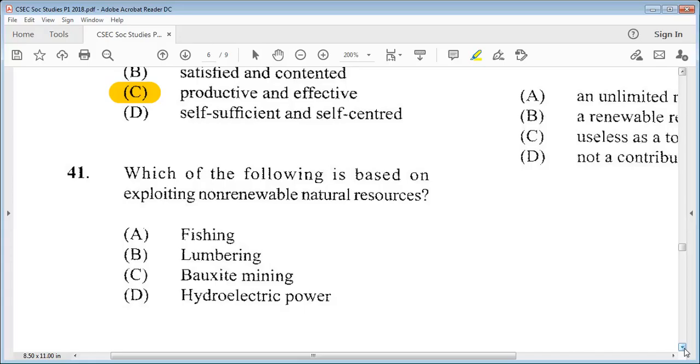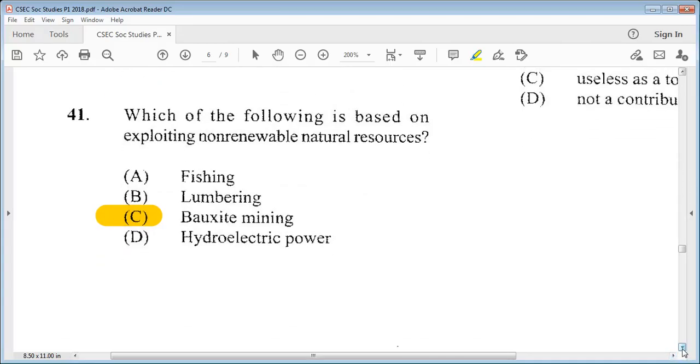It is so true because bauxite mining is done so that it could be beneficial to the country, so that local or foreign exchange can come in to the benefit of the country. So bauxite mining exploits a non-renewable natural resource. People exploit it so that they can earn foreign income from it. So C, and we know hydroelectric power is not an exploiting of a non-renewable natural resource.